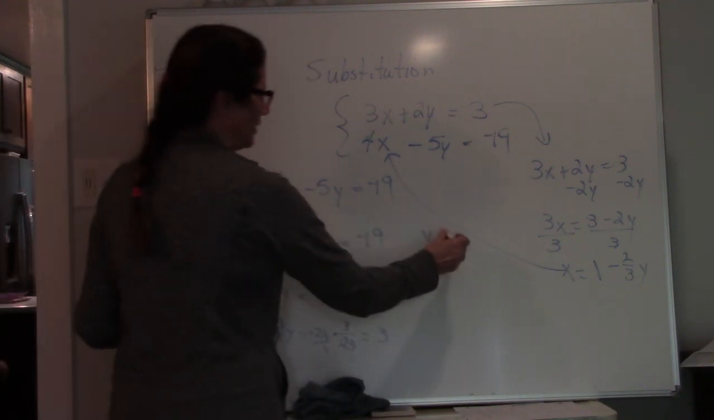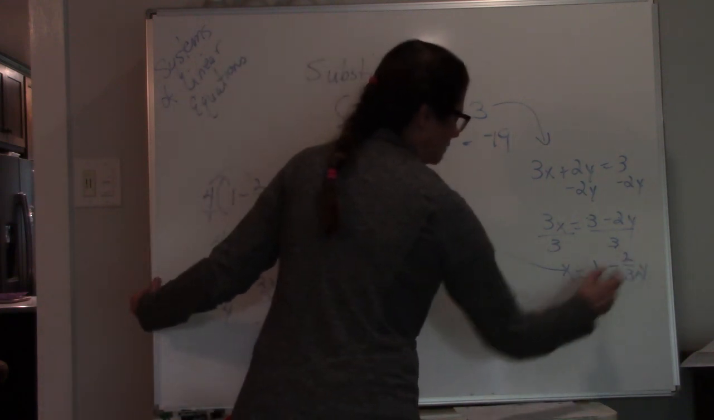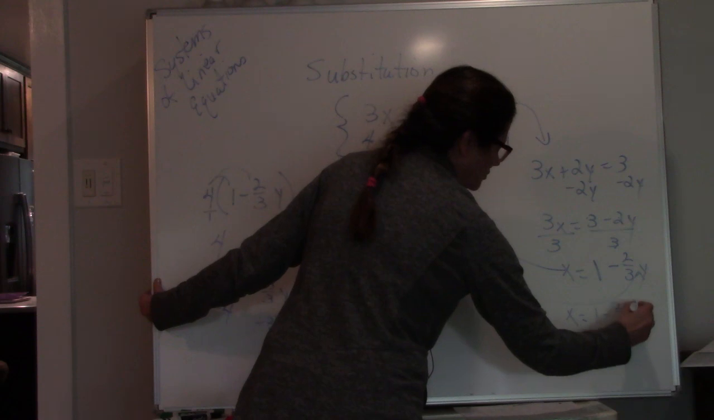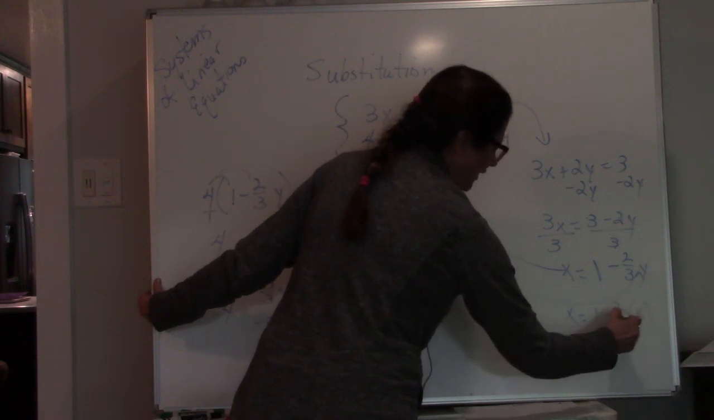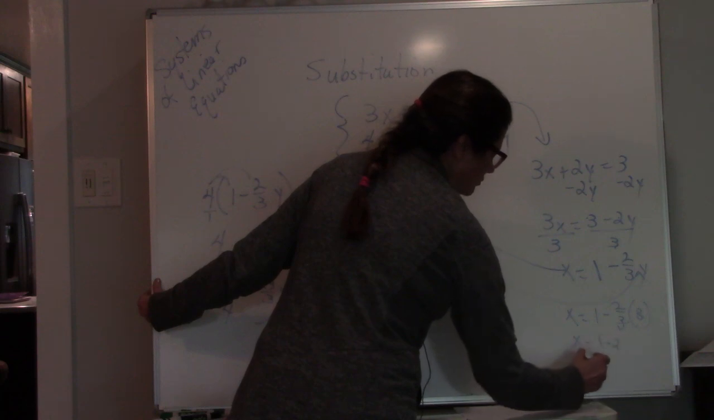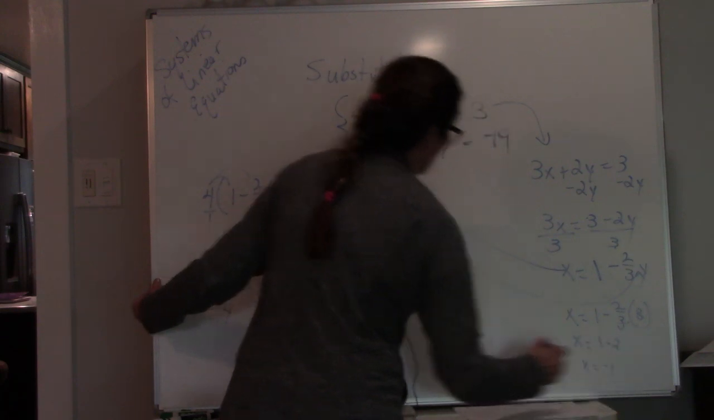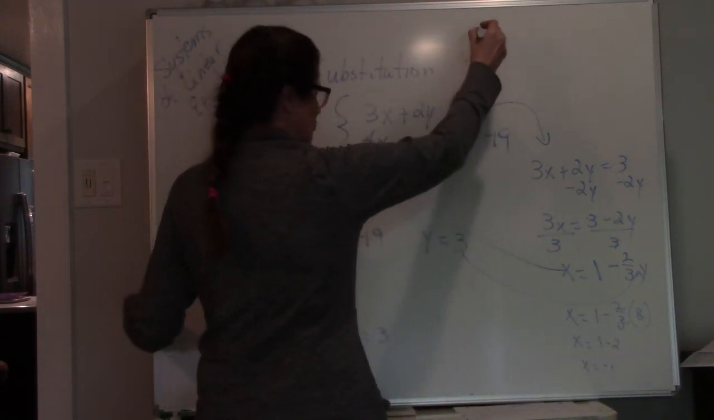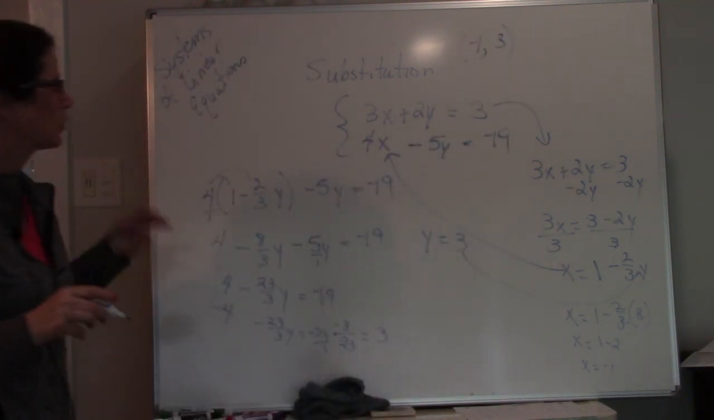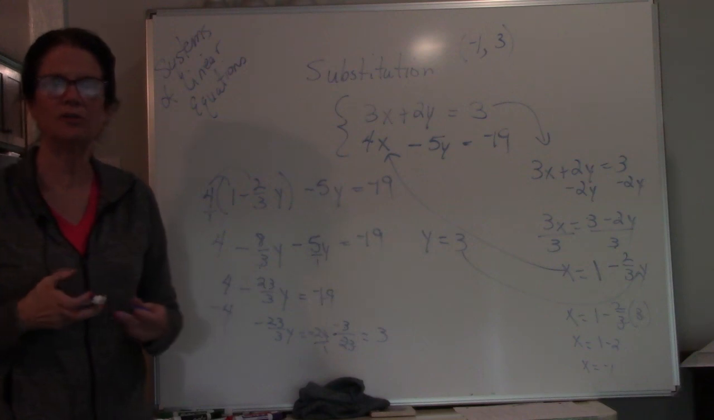Now I'm going to plug that back into here to find out what my x value is. So negative 2/3 times 3. So again, I can cancel my 3's. So x equals 1 minus 2, so x equals negative 1. So for this one, the solution is (-1, 3). That is the point where these two lines cross using substitution.